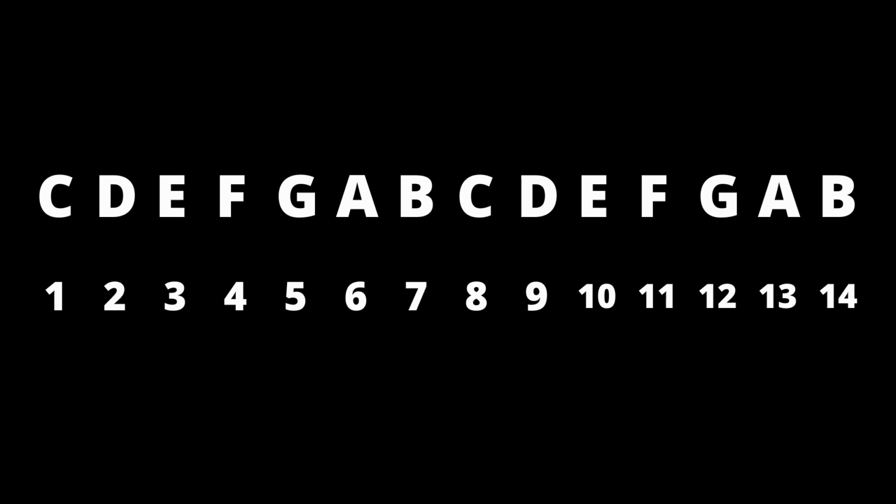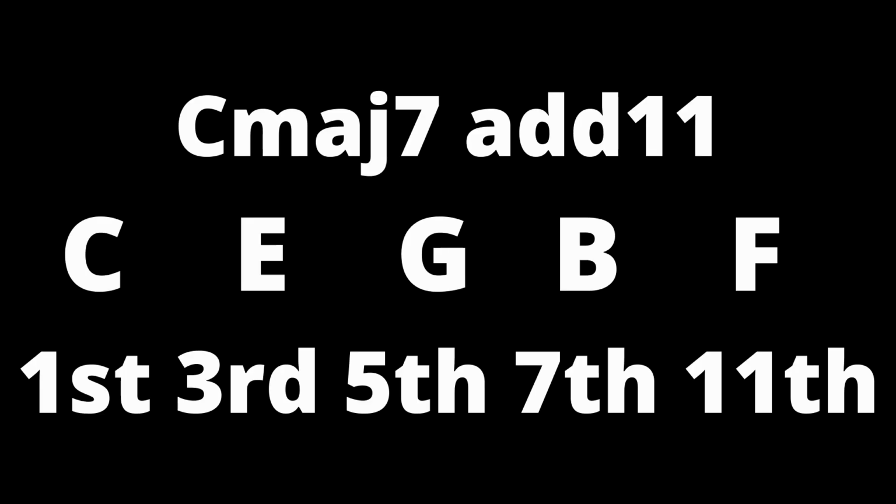I can now pick up where I left off with the C major 7th chord. The 11th note is F. This is the same as the 4th note, but it is an octave higher, so you add 7 and it becomes 11. If you add this 11th note F to the C major 7th chord, then you get a C major 7th add 11 with the notes C, E, G, B and F.